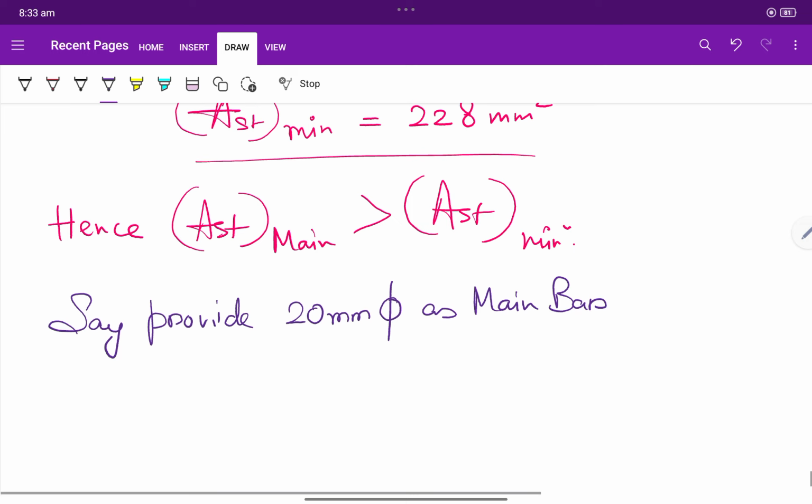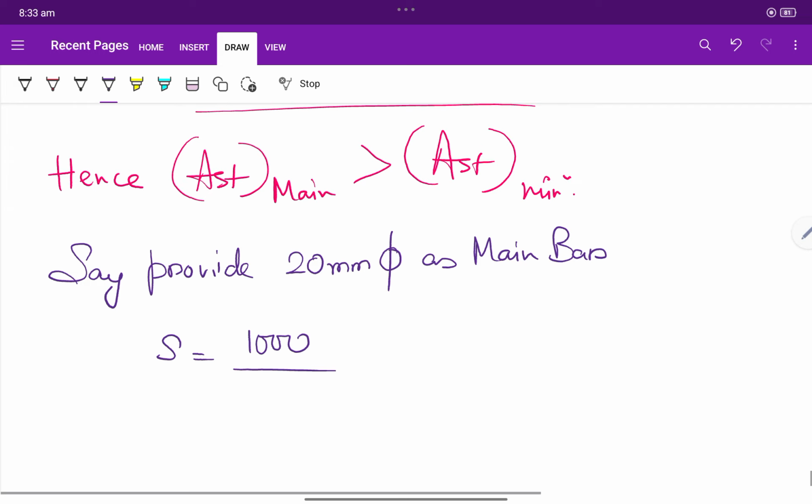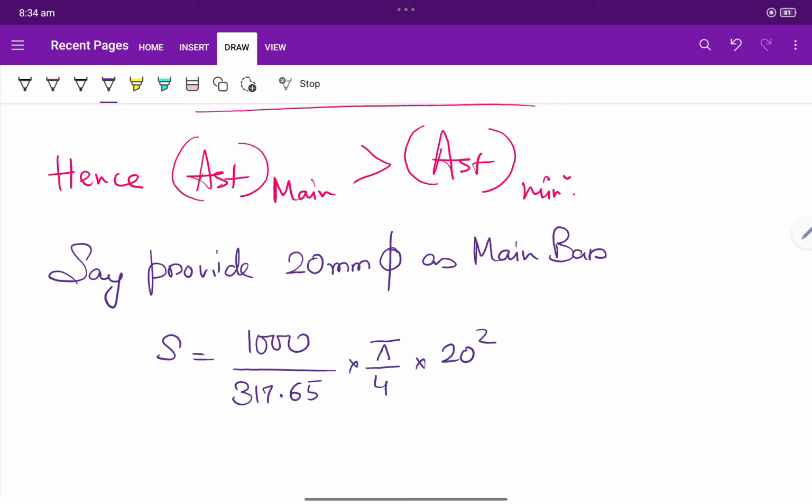so let's see. The spacing S is equal to, we know, 1000 by number of bar. So how will the number of bar calculation be done? Ast into pi by 4 phi square. So here Ast is 317.65 and pi by 4 into phi square is 20 square. So the spacing will come to 988.50 mm. Okay, so it's a huge spacing.